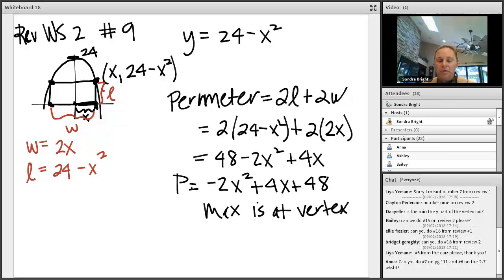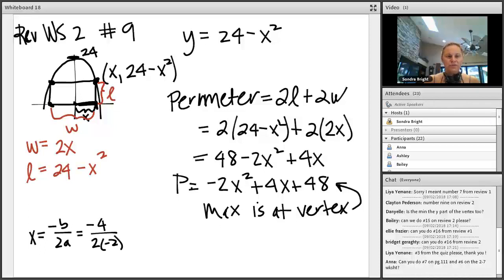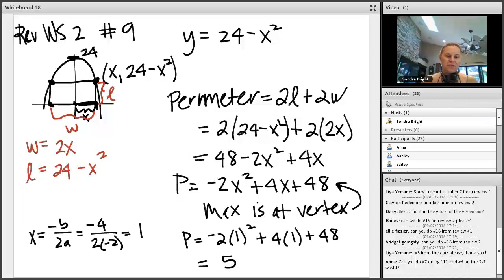So notice that if I were to graph the perimeter's equation, it would be a parabola. And so we want the vertex of this. We want the y part of the vertex of this perimeter equation. And so if I find the x part first, that would be negative b over 2a, which would be negative 4 over 2 times negative 2. So that gives you a positive 1. And then you plug that in. So the max perimeter will be negative 2 times 1 quantity squared plus 4 times 1, and then plus 48. And so that gives you 50. So that's the max perimeter.